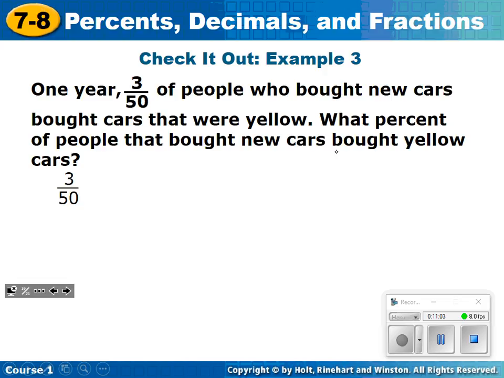If you didn't recognize that, what could you do? Jack? Divide top by bottom. 3 divided by 50, you would end up with 0.06, which is 6%. Okay?